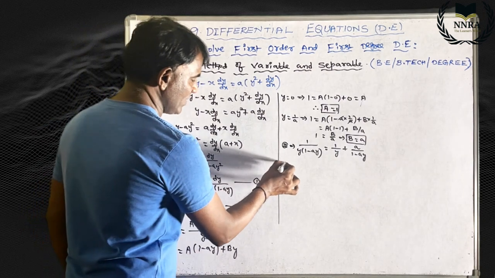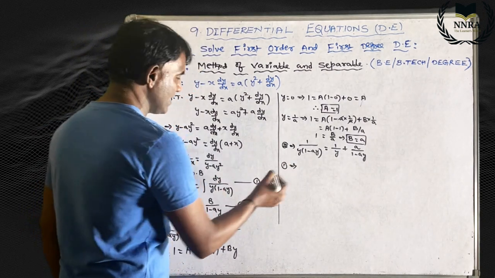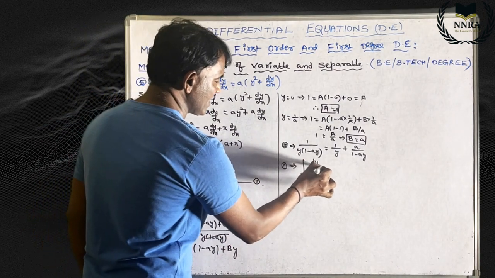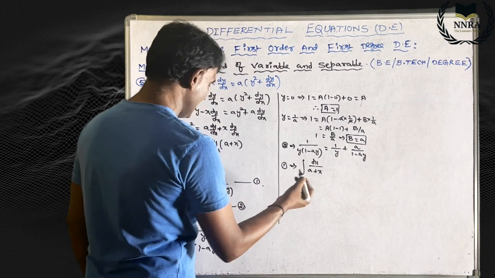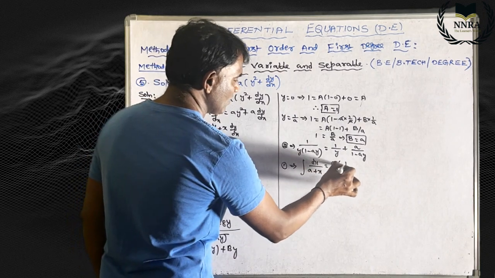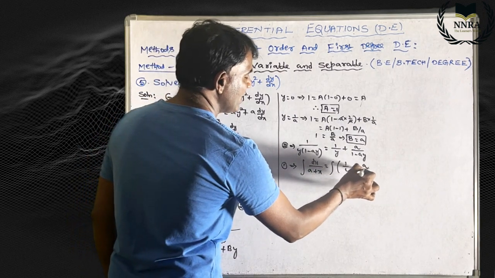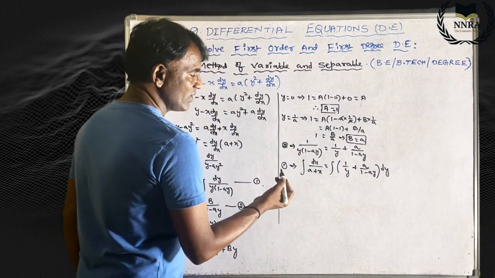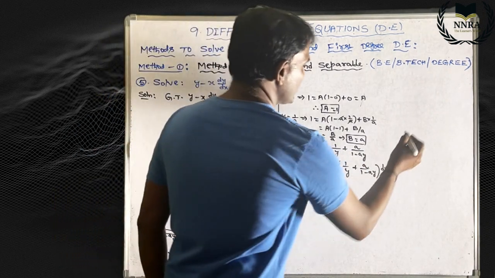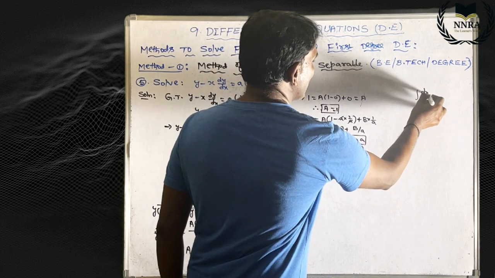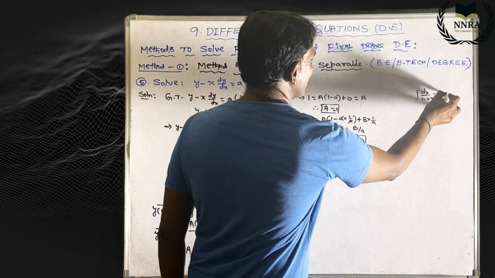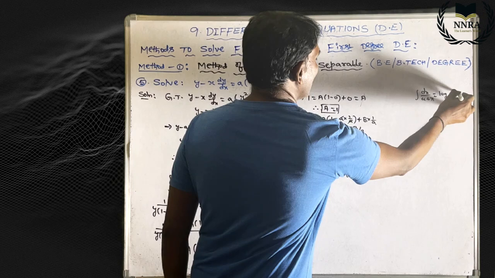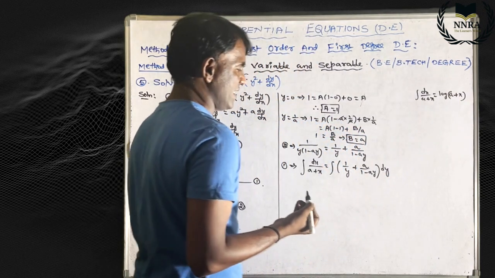Then write here from equation number 1, what is the left hand side value? Dx by a plus x, right? And here integral of 1 by y, a by 1 minus ay into dy. So this is the standard formula, na? What is that? Integral dx by a plus x equal to log of a plus x, or log of mod of a plus x, okay?